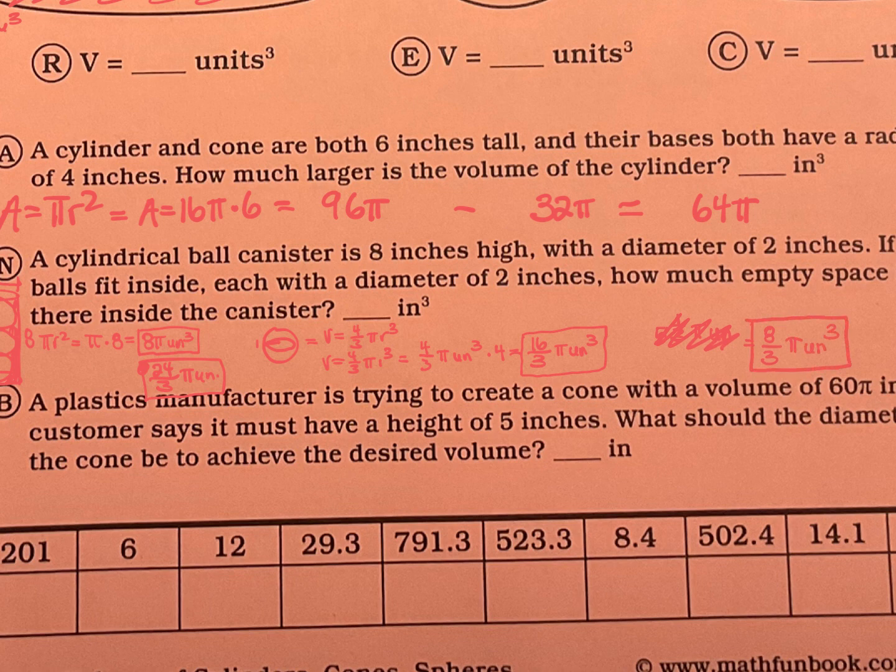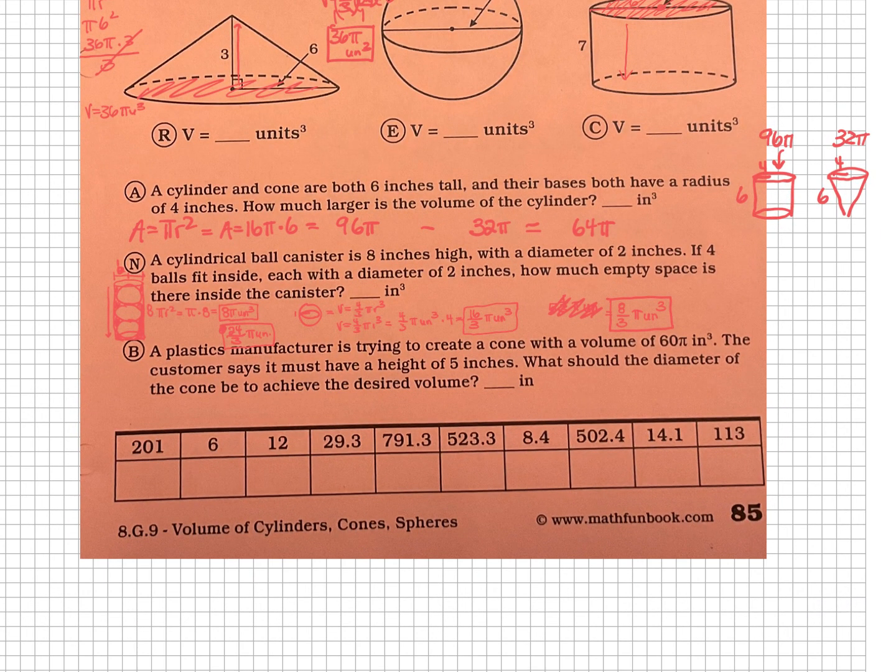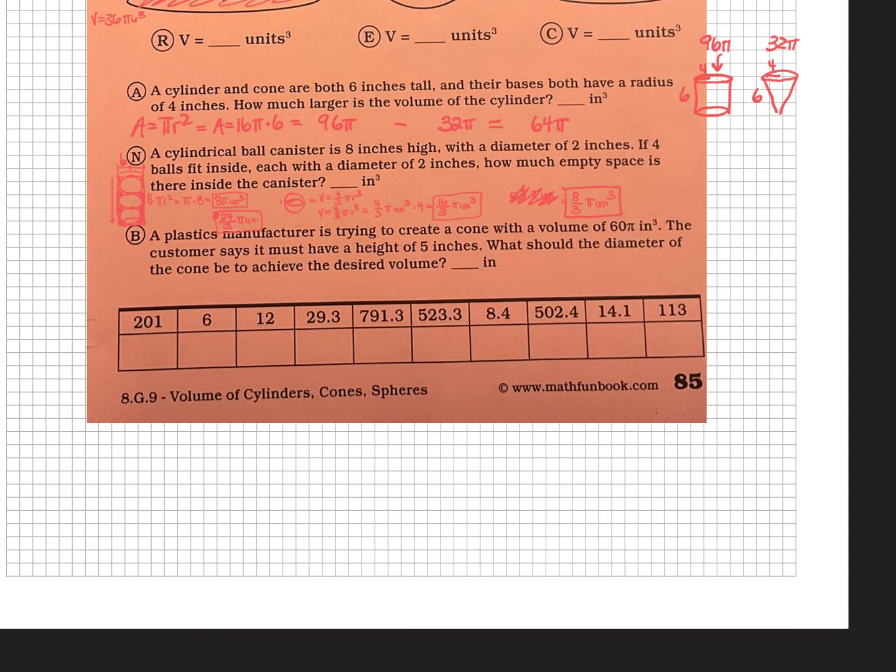Long problem that I will never give you. But if you followed along and you did the work, and at least part of you understood that, maybe you're in for honors math next year. Tough one. All right, finally, a plastic manufacturer is trying to create a cone with a volume of 60 pi inches cubed. So we're shooting for 60 pi inches cubed.